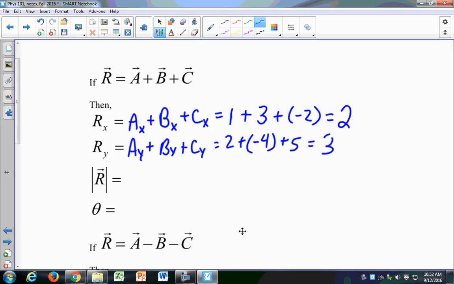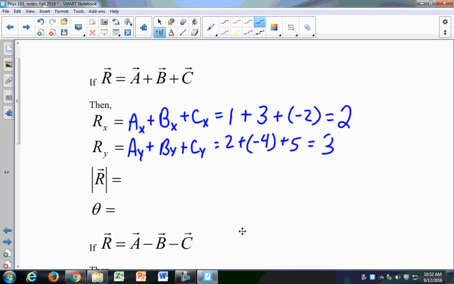Already we know that the angle for this vector is going to be between what two values? Just from looking at these, my angle for R has to be in which quadrant? 1, 2, 3, or 4? It's going to be in the first quadrant, that's correct, because this is positive, and this is positive. If this were negative, what quadrant would it be? It would be 2, right.